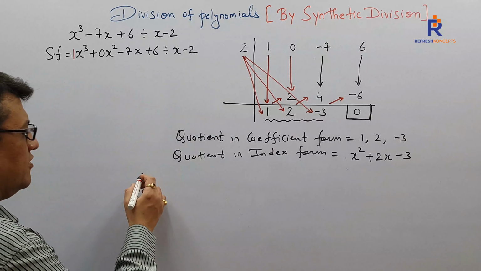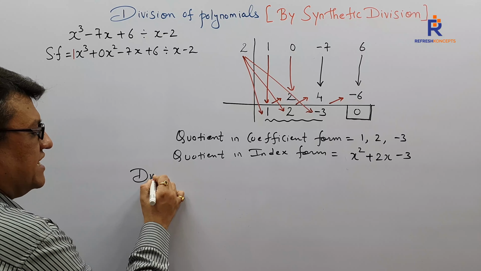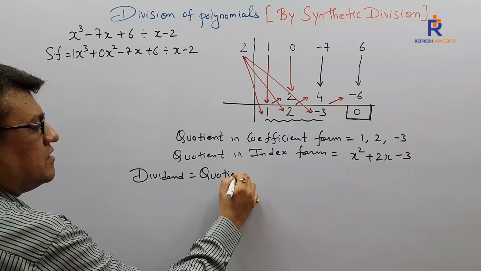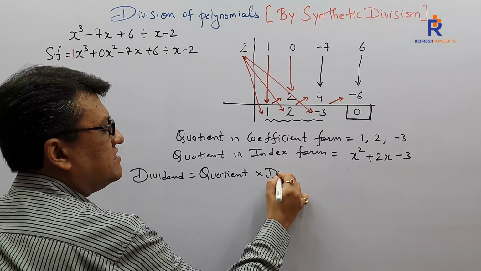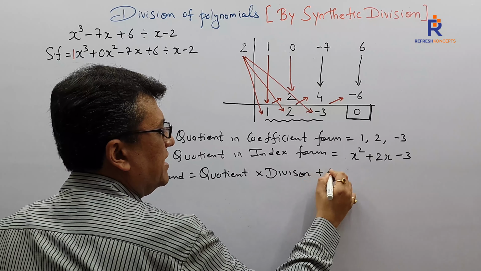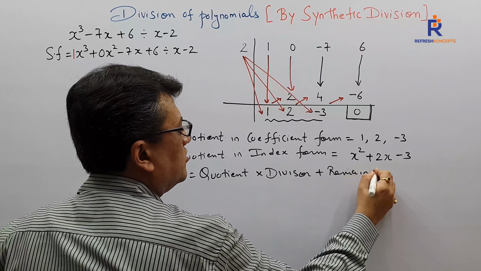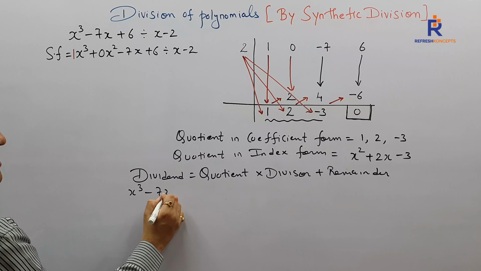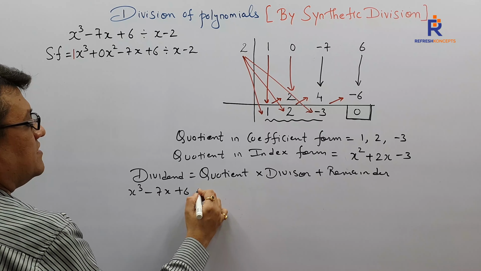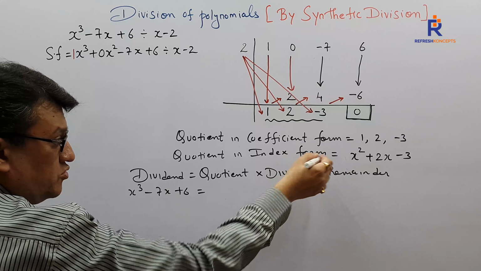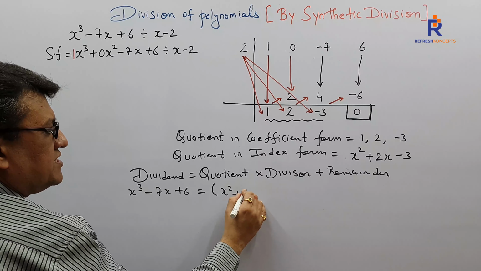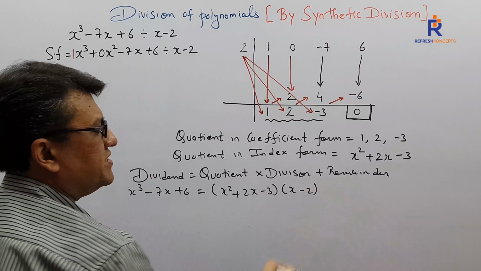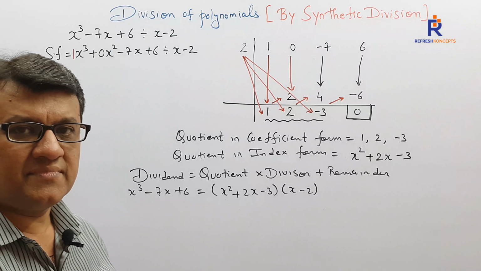Now you can very well write down, as we have learnt, that dividend is equal to quotient into divisor plus remainder. Here the remainder is 0, need not write down. So final answer is dividend, which is x cube minus 7x plus 6, is equal to, what is our quotient? Quotient is x square plus 2x minus 3 into divisor, which is x minus 2. Remainder over here is 0, so we are not going to write it down.